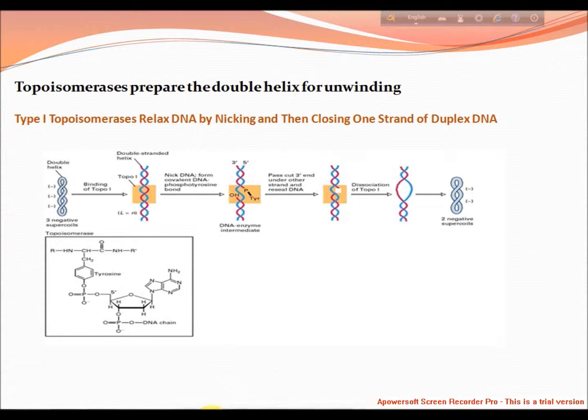Now I come to the topic of the topoisomerase. Prepare the double helix for unwinding. Most naturally occurring DNA molecules are negatively supercoiled. Negative supercoiling arises from the unwinding or underwinding of the DNA. In essence, negative supercoiling prepares DNA for processes requiring separation of the DNA strands, such as replication.